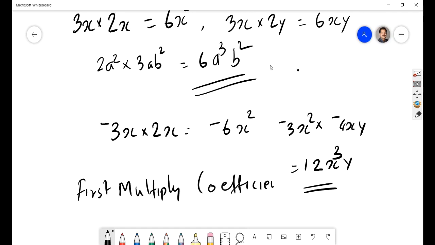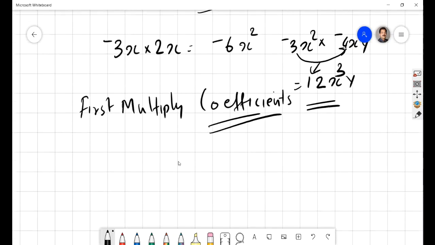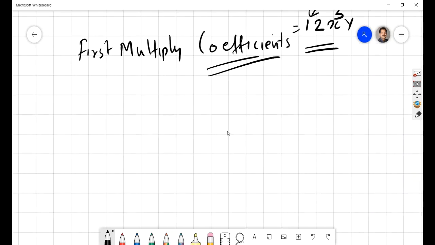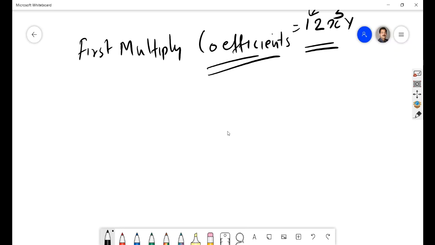In the case of subtraction and addition, we cannot say this. First multiply the coefficients and write the answer. Then multiply the variables. And variable multiplication is simple because x into x is x square, x into y is xy. This you have studied in the previous year and in this class while learning about indices. And this multiplication is applicable for binomials also. Little care is required. Sometimes it will be a monomial with a binomial, sometimes a binomial by a monomial.